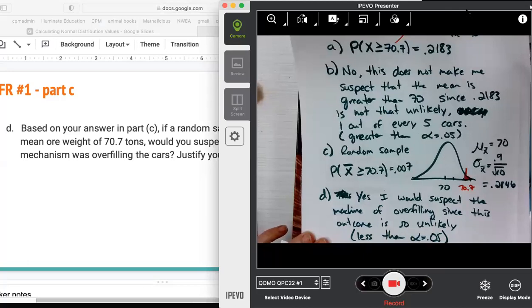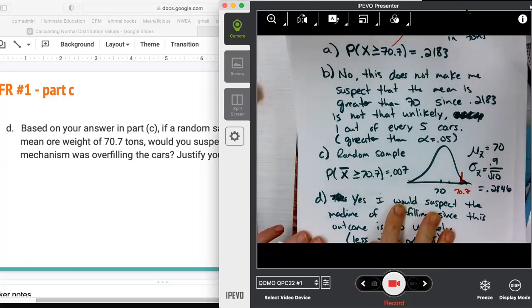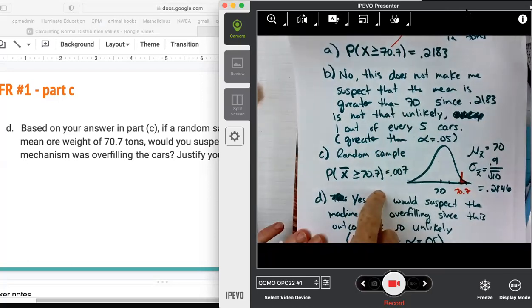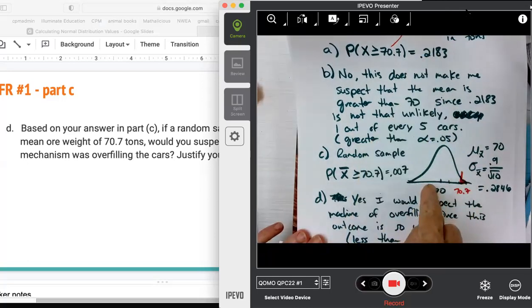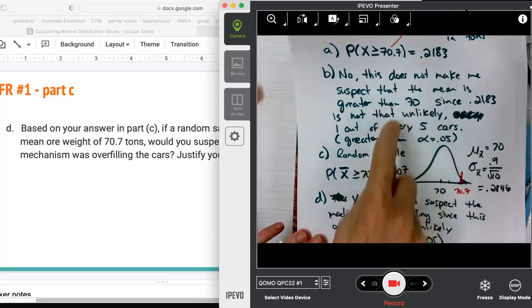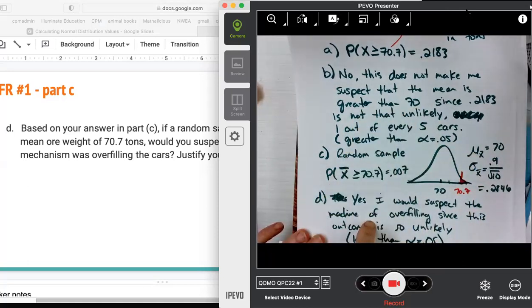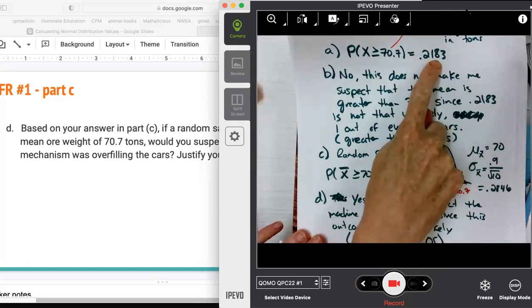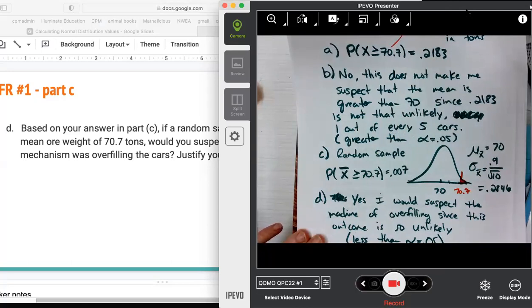So a couple important things to watch for that I think might be similar on the test: this problem goes from sampling a single car to then sampling a sample. Watch for that change in distribution, that getting that smaller standard deviation. And then there are these hidden hypothesis tests, where once I calculate a probability, I can treat it just like a p-value and say whether it would make me suspicious.